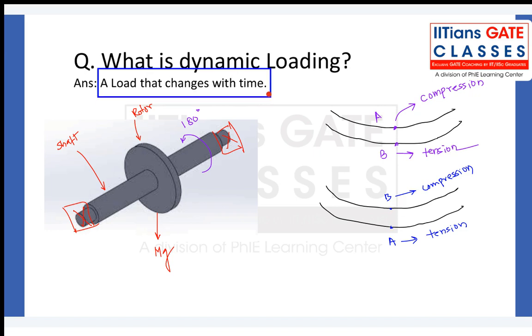Dynamic loading is the loading when the load, or you can say the stress on a component, changes with time. It can change in magnitude, it can change in direction. Whatever it is, slowly we will understand. So this is nothing else but dynamic loading. And because of dynamic loading, the materials were failing at a much lower stress than the permissible stress.